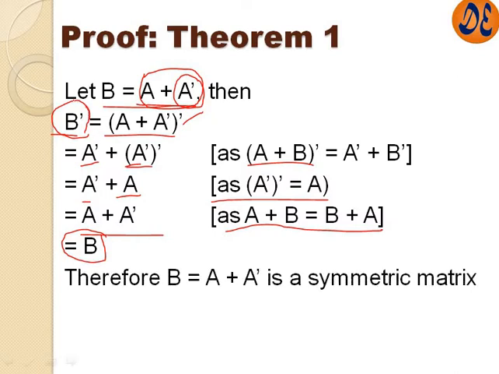Now if we are getting B dash equal to B, that means B is a symmetric matrix. It is only possible that if B and B dash are the same, then the matrix is a symmetric matrix. That we have seen in the properties. A matrix, if it is transposed and it is the same, then it is a symmetric matrix. So by the definition of symmetric matrix, we get this one.